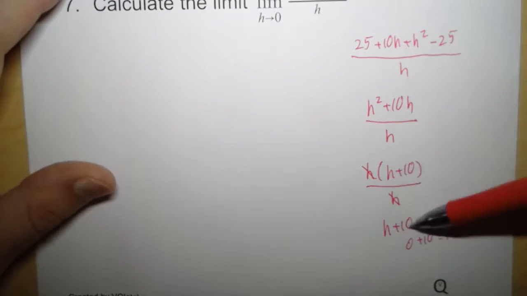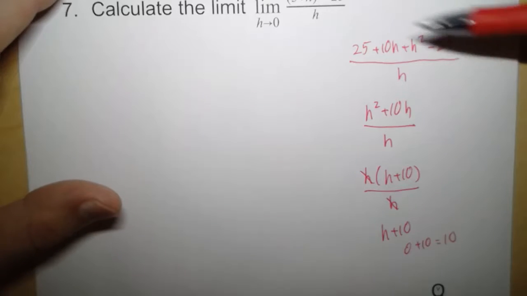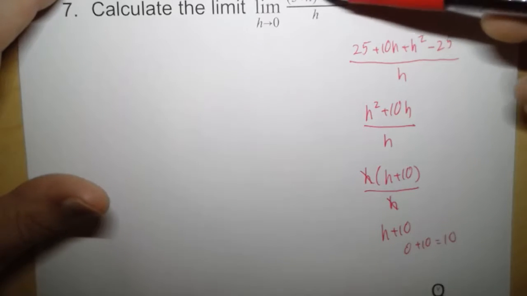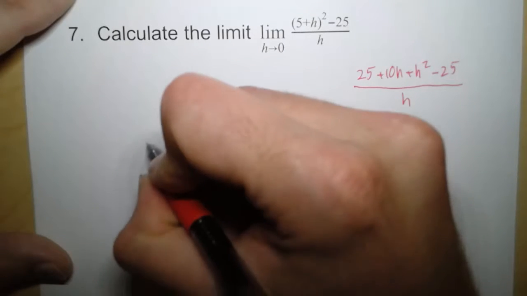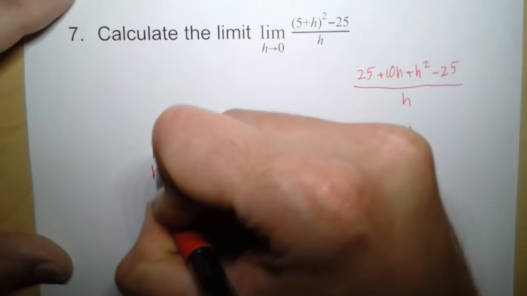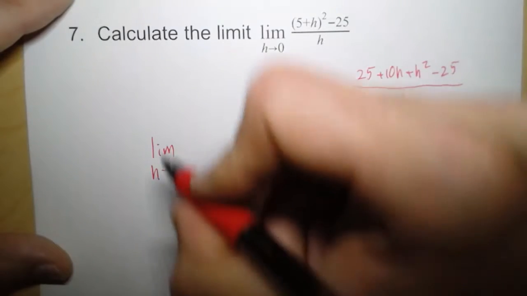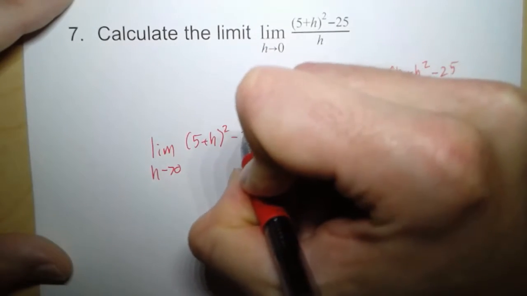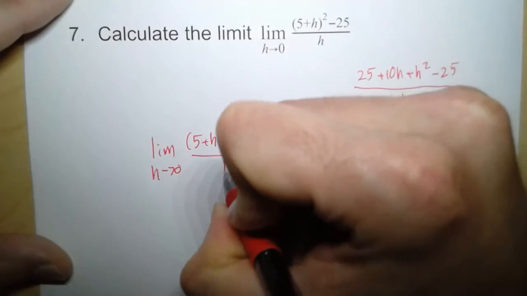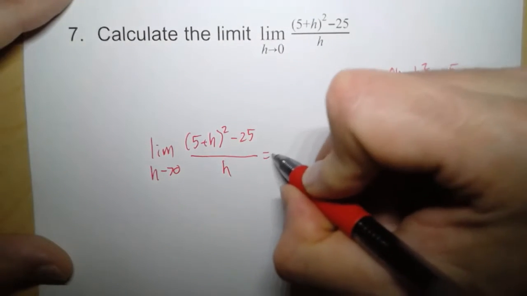So we had to cancel out the h, but in order to do that, we had to expand out this 5 plus h quantity squared here. So our limit, as h approaches 0, of quantity 5 plus h squared minus 25 all over h, that's going to equal 10.